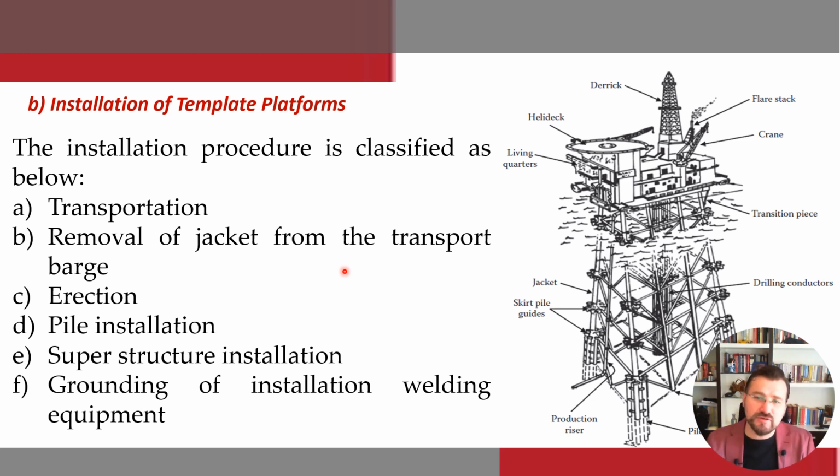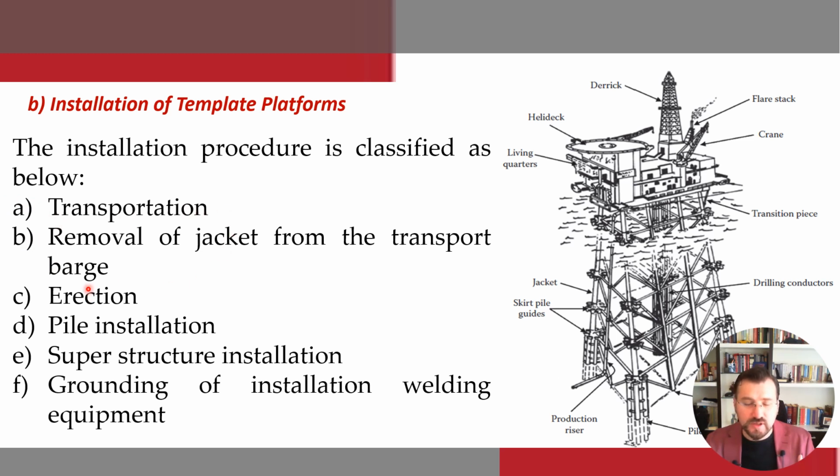Another one is the installation of template platforms. The installation procedure actually is classified differently for these template platforms. Procedure varies and is shown in here. Actually, installation of the platform consists of transporting the various components of the platform to the installation site, positioning the platform on the site, and assembling the various components into a stable structure in accordance with the design. So according to these changes, the installation procedure is classified as below within 6 different bullet points in here.